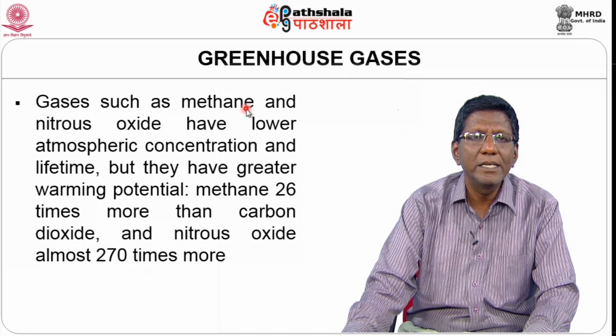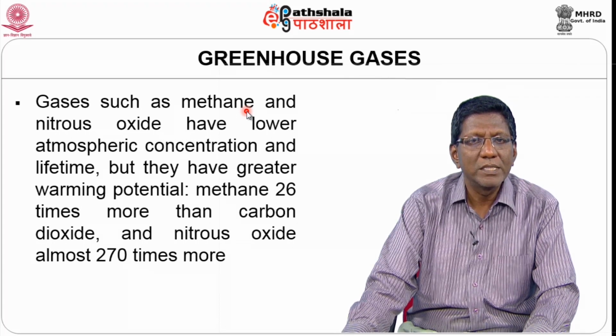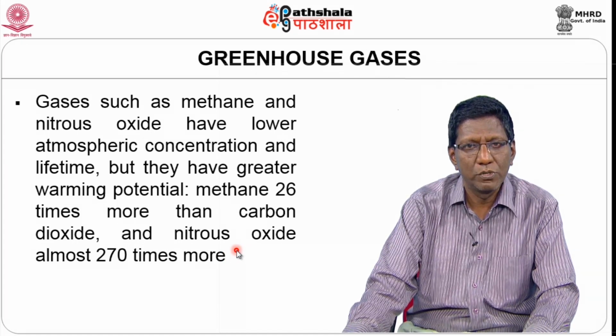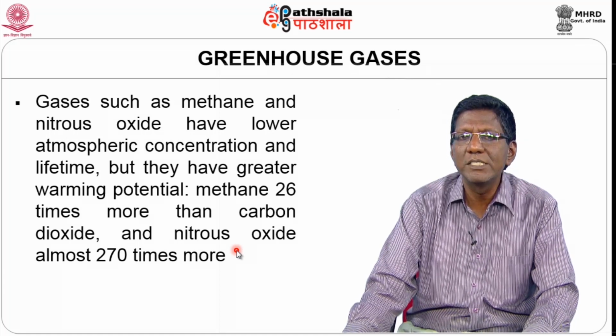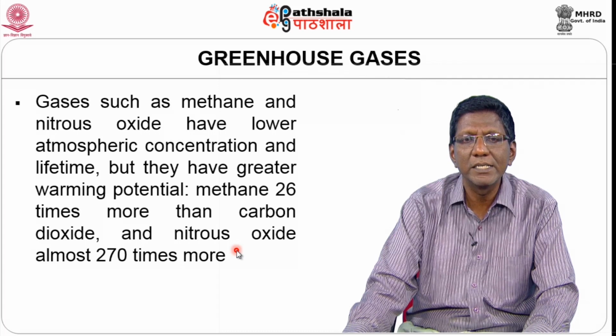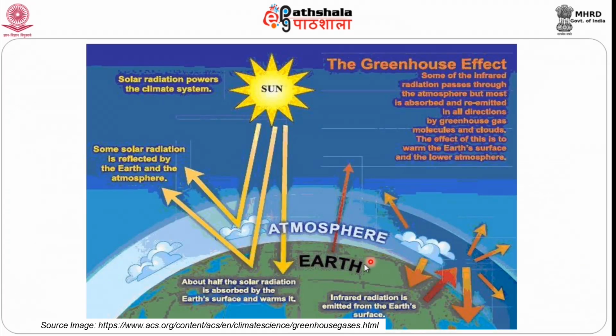Gases such as methane and nitrous oxide have low atmospheric concentration and lifetime, but they have greater warming potential. Methane is 26 times more than carbon dioxide and nitrous oxide almost 270 times more. But in the discourse of climate change, normally we take carbon dioxide because it is the major greenhouse gas. Let's see what the greenhouse effect is.